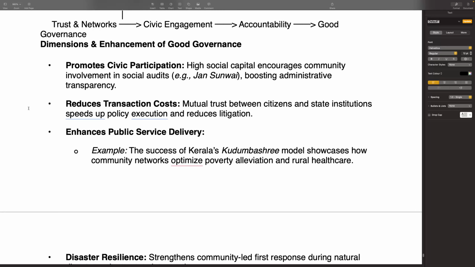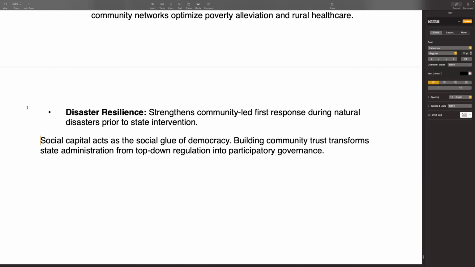Promote civic participation. High social capital encourages community involvement in social audits and Jan Sunwai, boosting administrative transparency. It reduces transaction cost, builds mutual trust between citizens and state institutions, speeds up policy execution and reduces litigation, and enhances public service delivery. Example, the success of Kerala's Kudumbashree model showcases how community networks optimize poverty alleviation and rural healthcare. Disaster resilience: it strengthens community-led first response during natural disaster prior to state intervention.